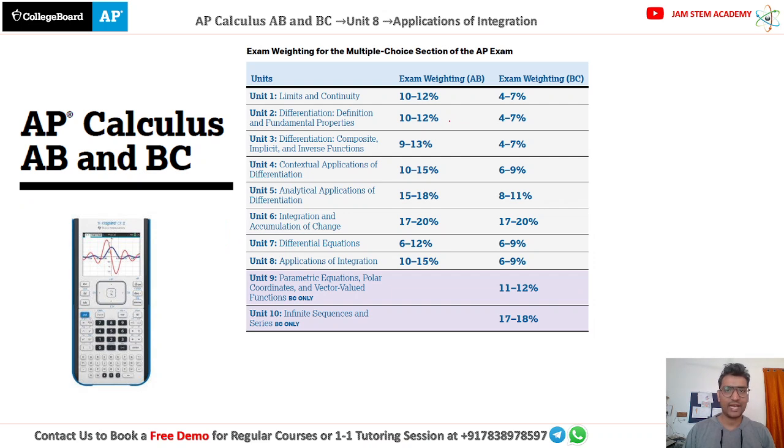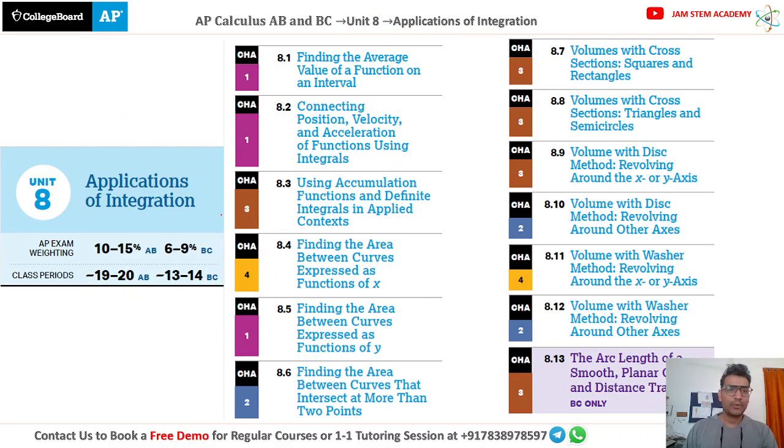And in this session, we are going to start Unit 8, which is Applications of Integration, which weighs around 10 to 15% for the AB students and 6 to 9% for the BC students. These are the subtopics in this chapter. We will start with finding the average value of the function and then we will discuss a few problems, how we relate position, velocity and acceleration using the integrals and differentiation also.